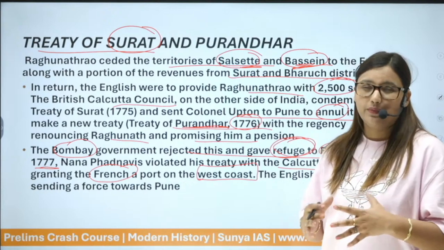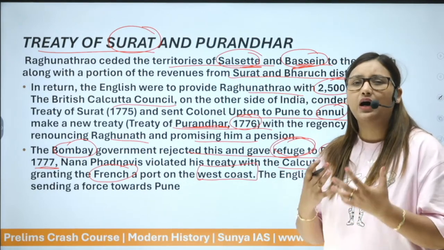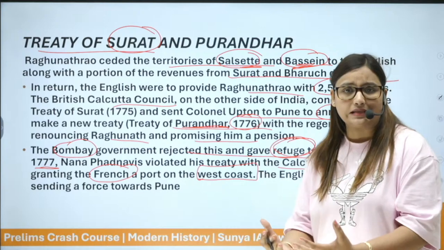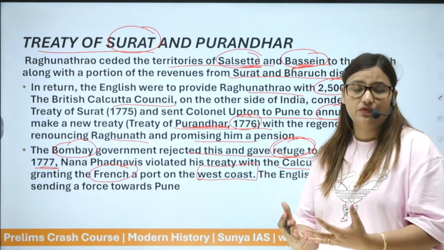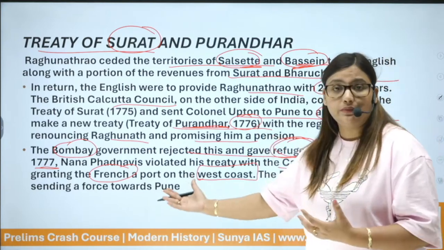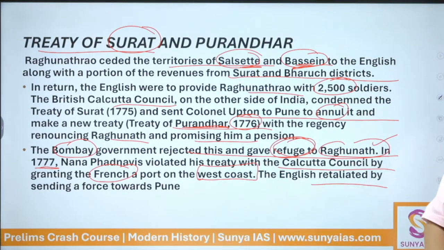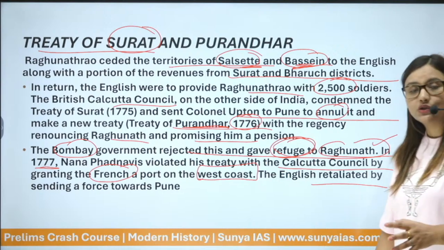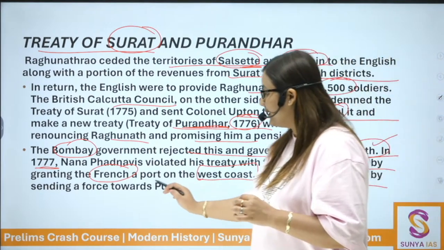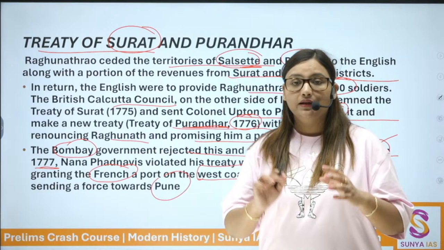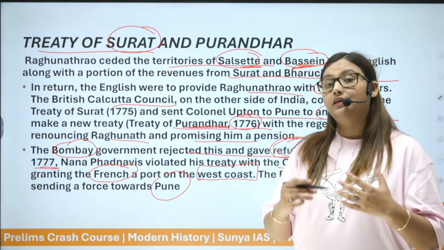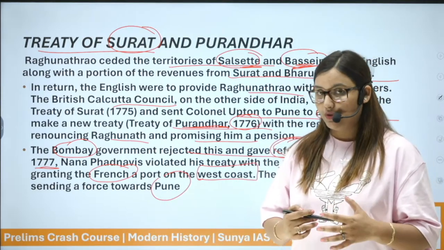And that's why the Britishers were so unhappy: how could you help our enemies? The French are enemies of the English. If you are giving them access, that is very bad. And that's why the English retaliated by sending a force towards Pune. When they send the force to Pune, there would be a battle, and then the Battle of Talegaon is going to happen.